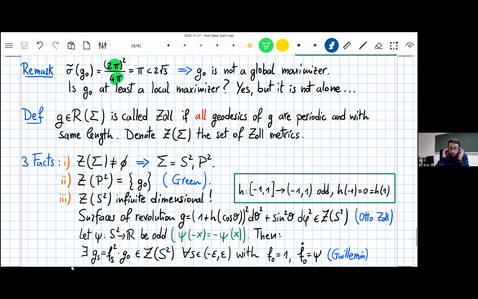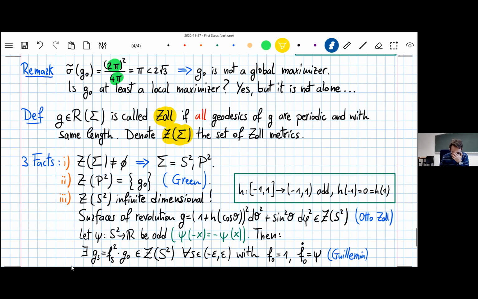And actually now we know that the round sphere is a local maximizer, but the story is more interesting than that, because this local maximizer is not unique. There is a whole class of local maximizers, and these are the so-called Zoll metrics. A Zoll metric is a metric where all geodesics are periodic and have the same minimal length. So you can think of this as a generalization of the round metric on S2. And then we can define Z sigma, just the subset of Zoll metrics inside the Riemannian metrics of sigma.